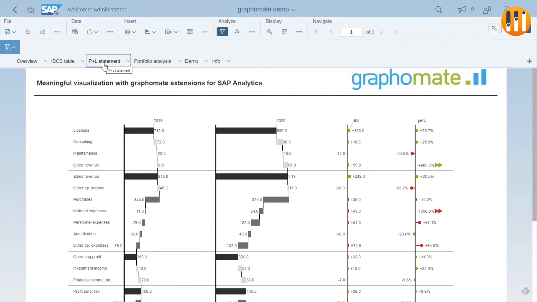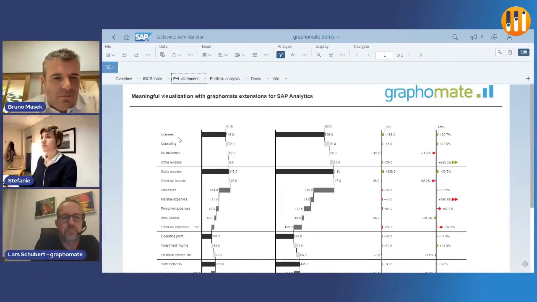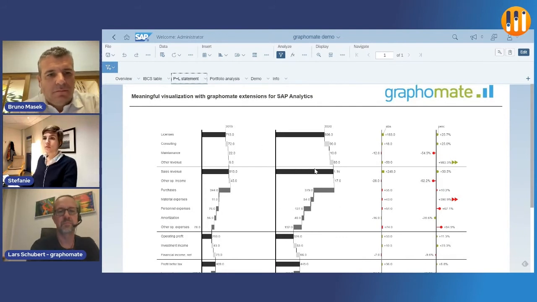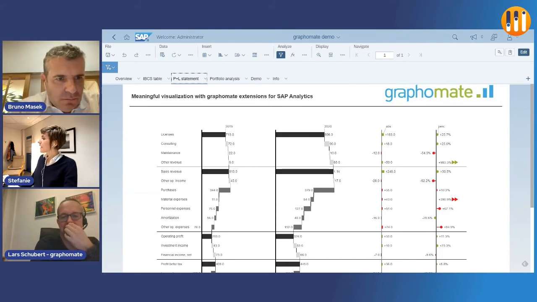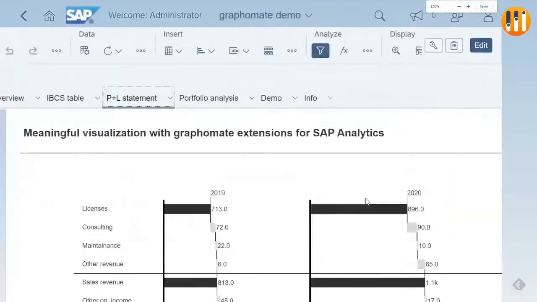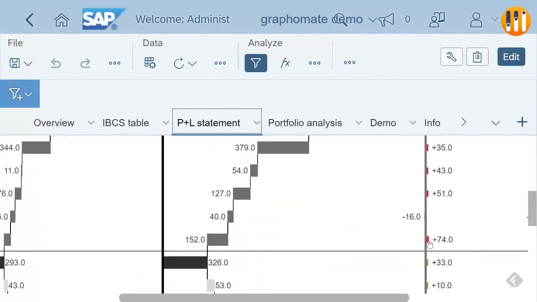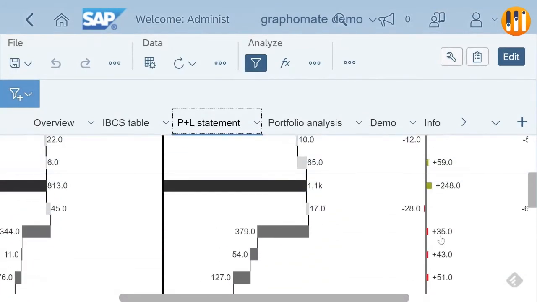Also very interesting are waterfall statements for profit and loss statements, which show you how everything comes in and flows out. And also one specialty with our Graphomate charts: when you're using the deviations, we have positive deviations, but they are in red because it's not good for the totals. So therefore, for the company goal. Yeah, for the company business goal.